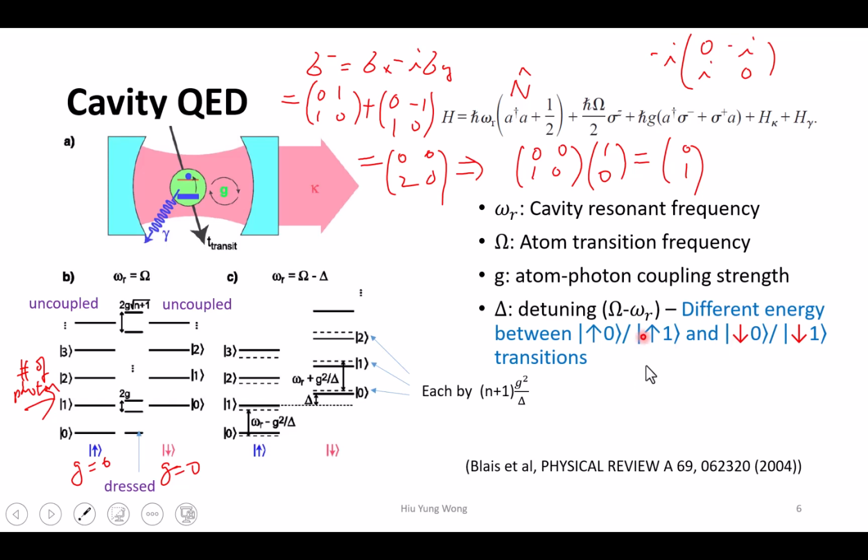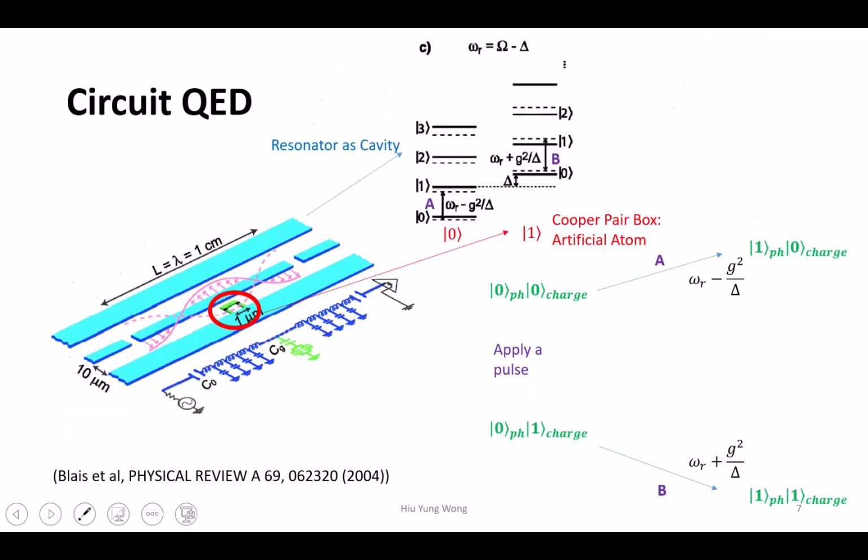So that's why you have this detuning. It changes the energy when you go from spin up 0 to spin up 1, meaning you add one photon, or from spin down 0 to spin down 1. They are different. So what?